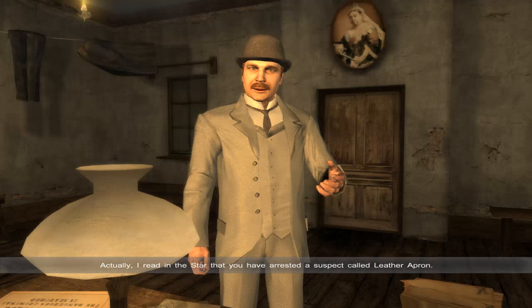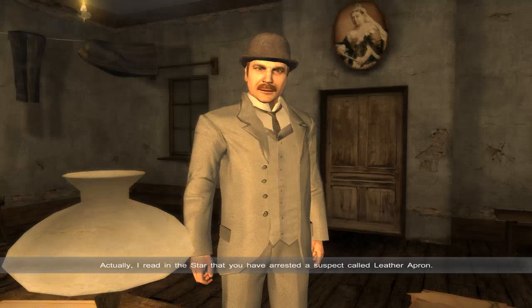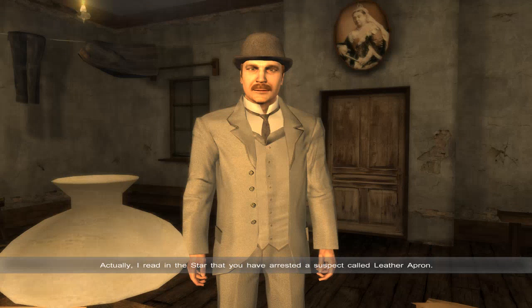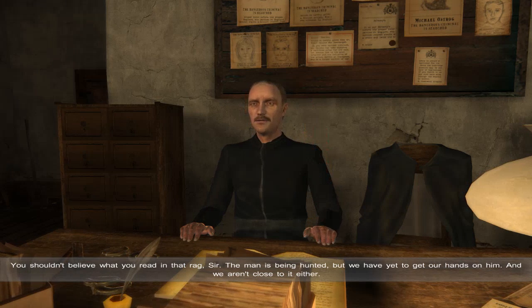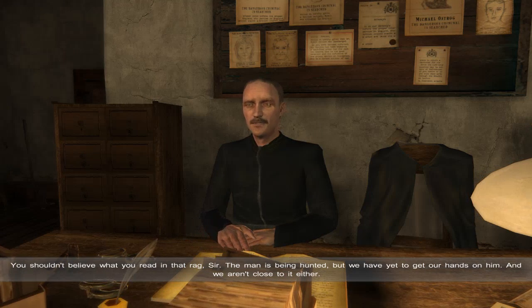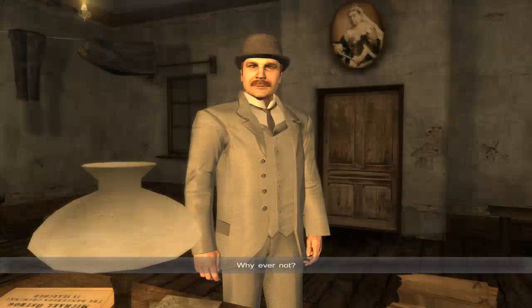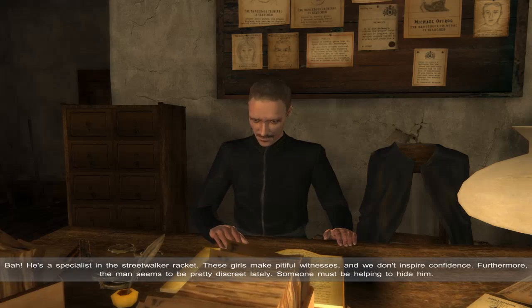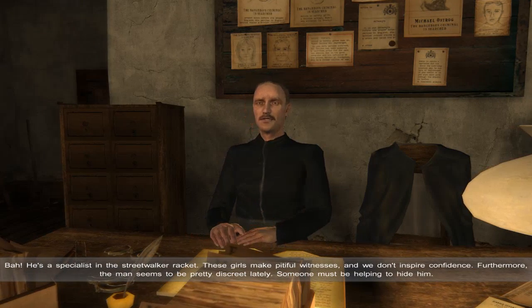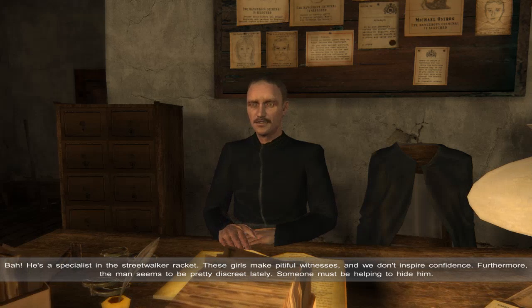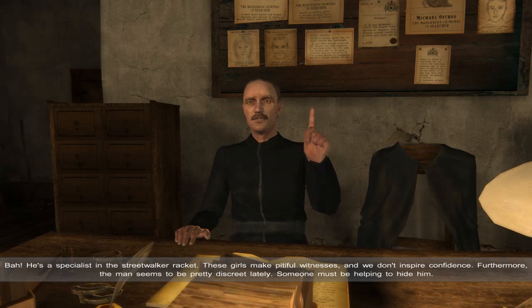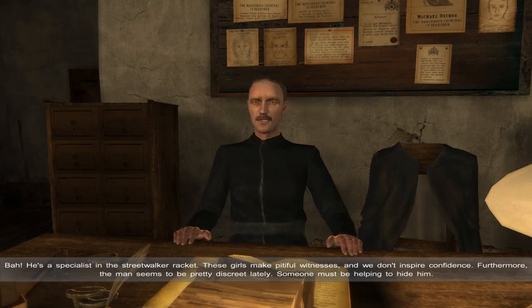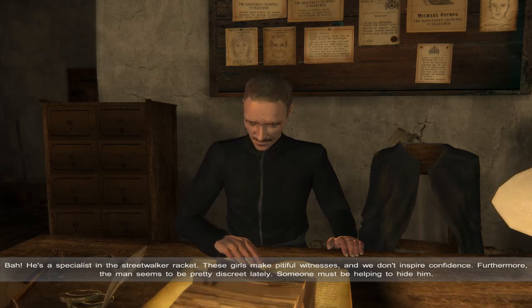Actually, I read in the Star that you have arrested a suspect called Leather Apron. You shouldn't believe what you read in that rag, sir. The man is being hunted, but we have yet to get our hands on him, and we aren't close to it either. Why ever not? Bah, he's a specialist in the streetwalker racket. These girls make pitiful witnesses, and we don't inspire confidence. Furthermore, the man seems to be pretty discreet lately. Someone must be helping to hide him.